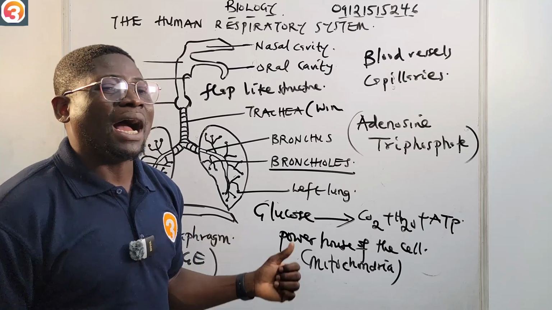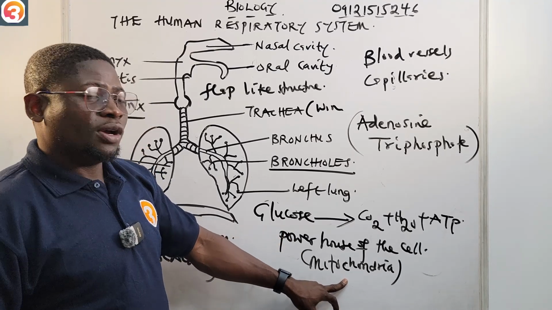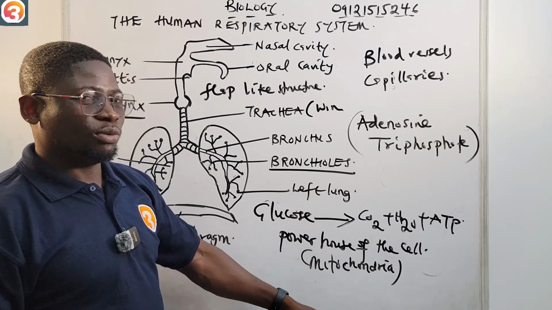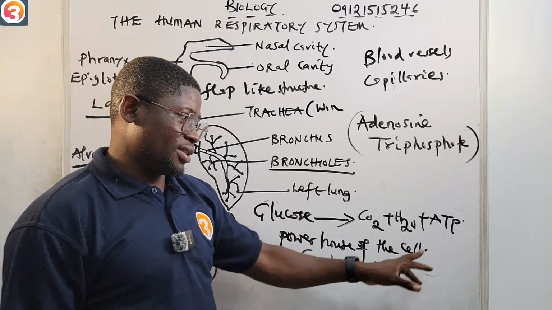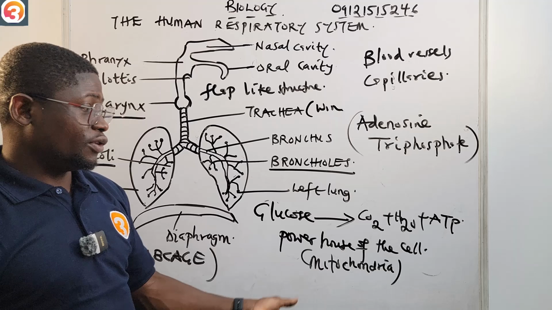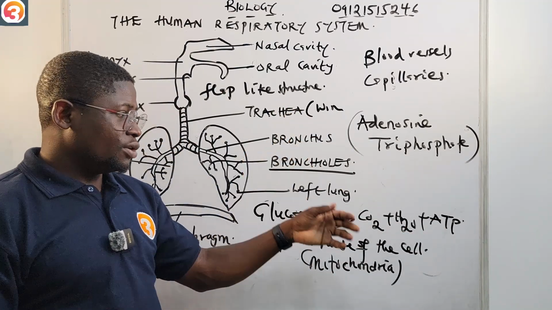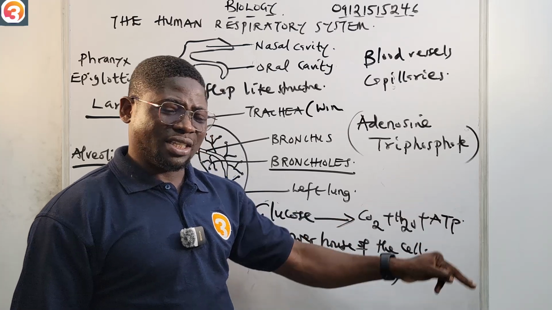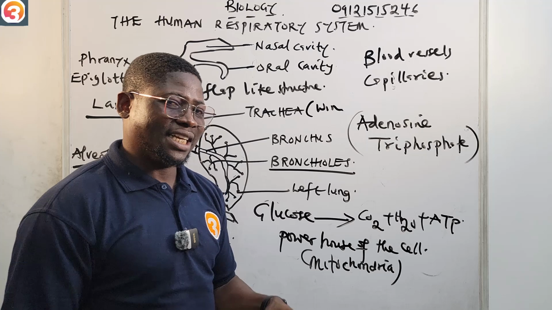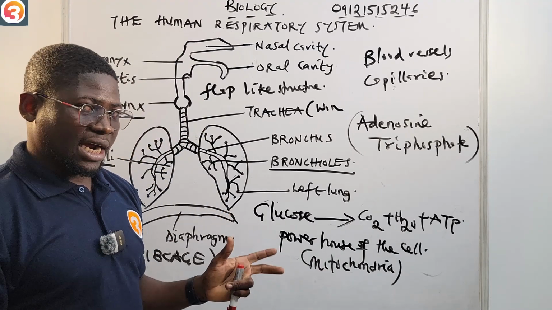So it powers our systems. It is called the powerhouse of the cell because that is where energy is produced, in the form of ATP. So glucose is broken down in the presence of oxygen to give us carbon dioxide and H2O as waste products. They are waste materials. A large amount of energy is produced in the form of ATP in the powerhouse of the cell, called the mitochondria.